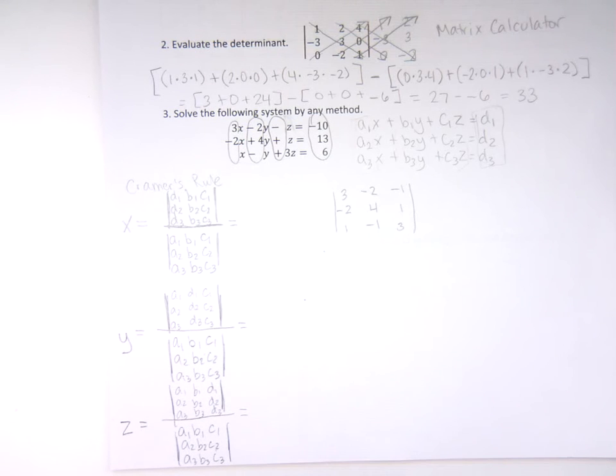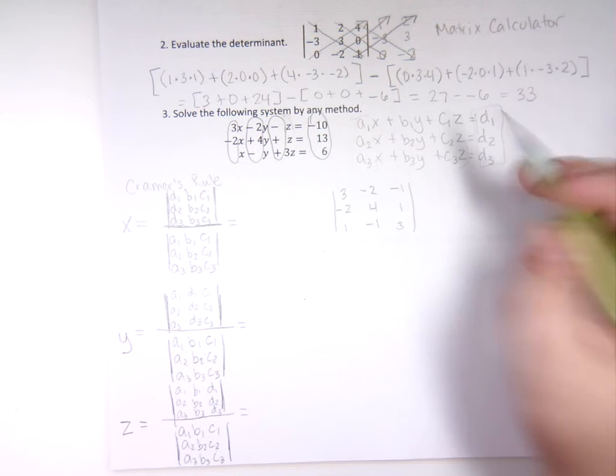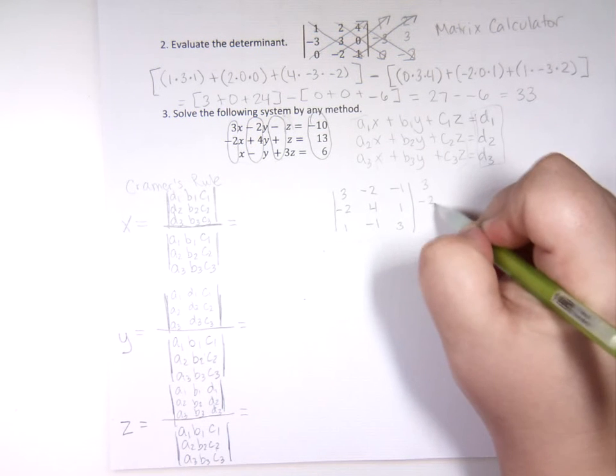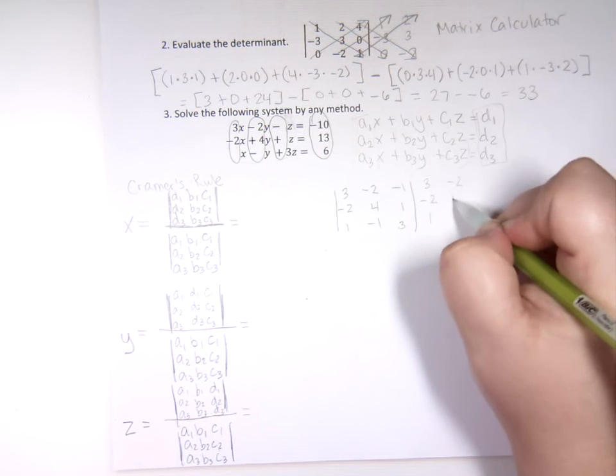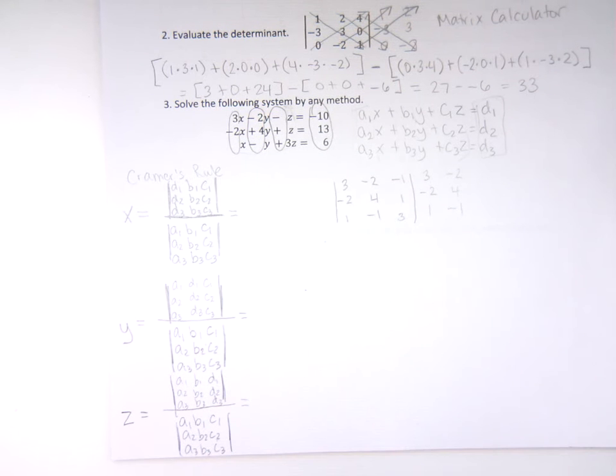Okay, so just like above, we're going to copy down the first two columns. So 3, minus 2, 1, minus 2, 4, minus 1. I would recommend right now that you pause the video and try this on your own. See if you can follow the steps that we did above, and then check your answer with what I do.